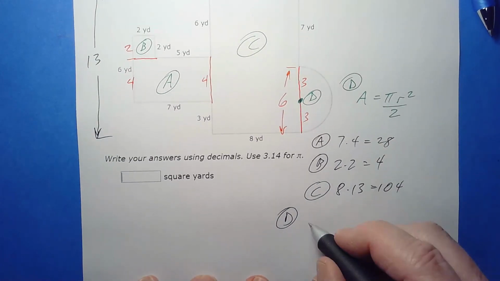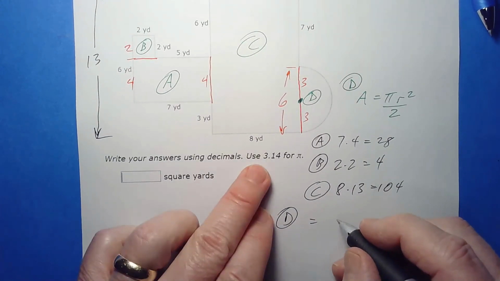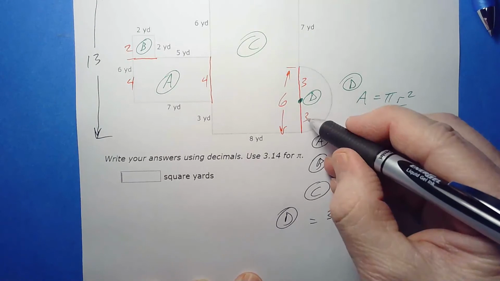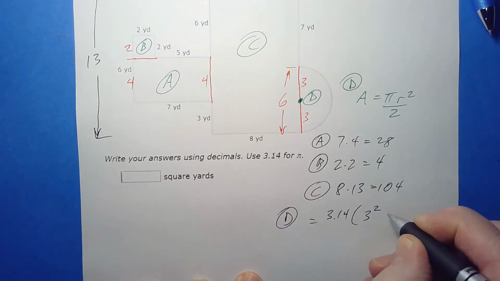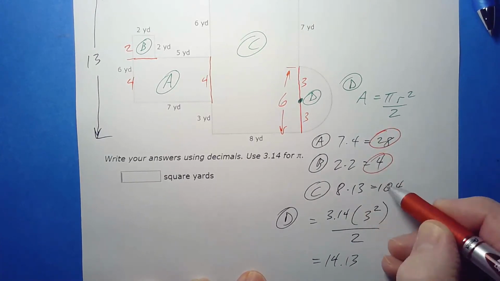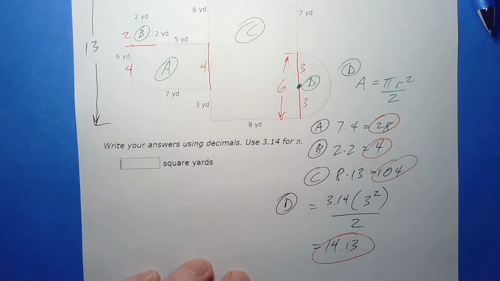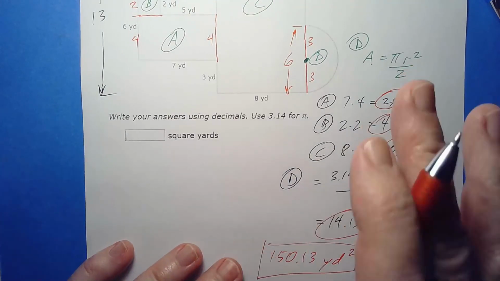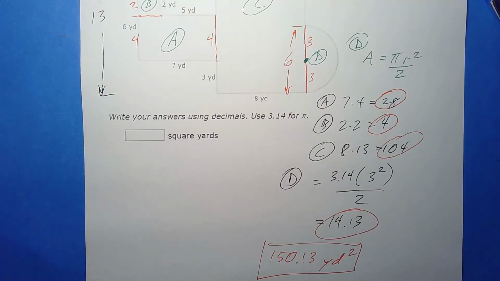D, I did it up here. Area equals pi r squared, and for this one it wants us to use 3.14. So 3.14 times r squared, which is 3 squared, over 2, which when you multiply that out turns into 14.13. Now when you put all those together, you're going to have 150.13 yards squared. Again, it's all about being super careful, make good pictures, just go step by step and put it all together.